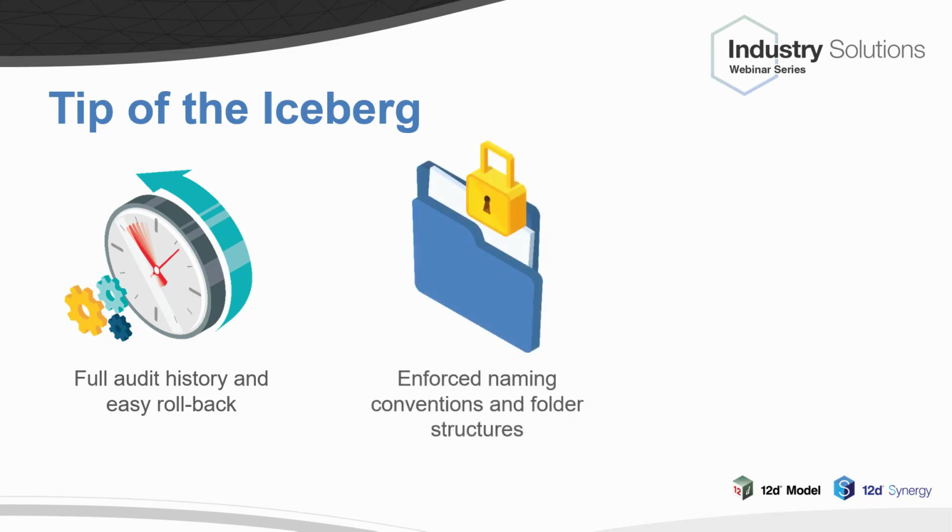You also get enforced naming conventions and folder structures. So in 12D Synergy you can set up some pretty comprehensive naming conventions in the system, and this ensures that every single file in the system is appropriately named. You can also lock your folder structures down. So this can prevent people from arbitrarily creating new folders or duplicating at will.